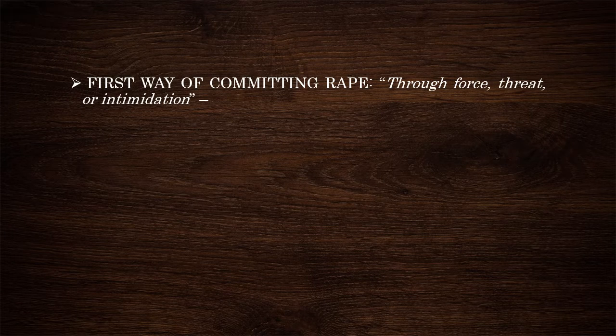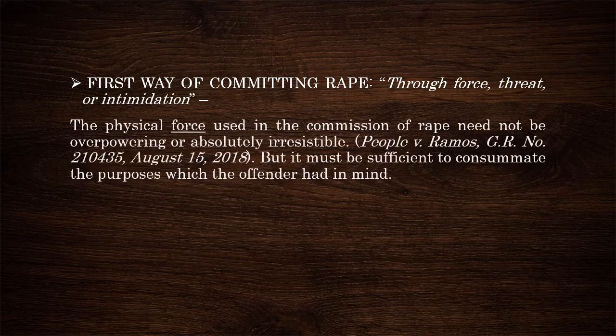First way of committing the crime of rape, that is through force, threat, or intimidation. The physical force used in the commission of rape need not be overpowering or absolutely irresistible as ruled in the case of People versus Ramos. However, it must be sufficient to consummate the purposes which the offender had in mind.